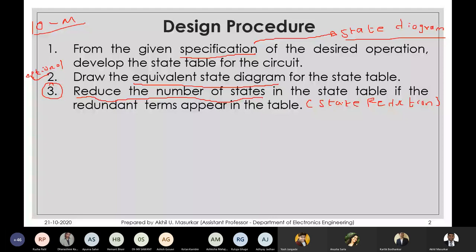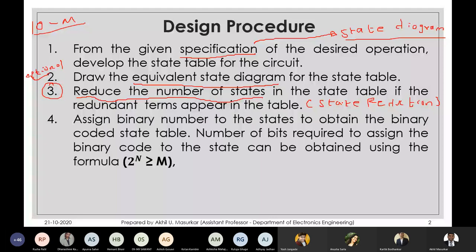Then assign binary number to the states. So this assign binary number you can understand. So if you say state A is 00, state B is 01, and so on. So we start assigning the binary numbers to the state. The number of bits required to assign the binary code to the state can be obtained using the formula 2 raised to n greater than or equal to N.